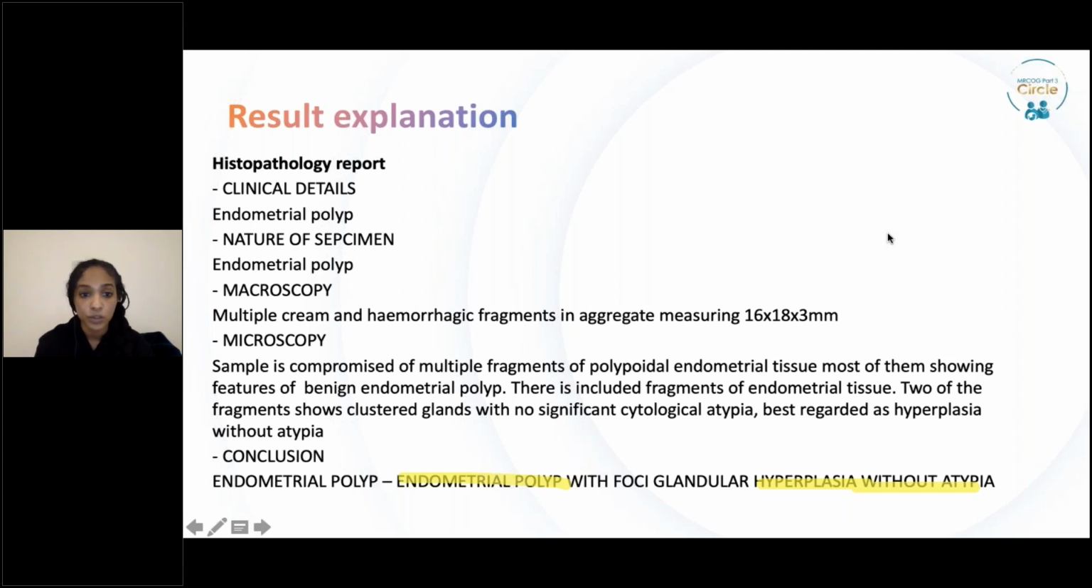The scan just showed a thick endometrium. She went in to have the polyp removed. She didn't know that she had a polyp. So you don't know what the patient actually knows. And for both of you to be on the same page before you go and explaining, ask her.